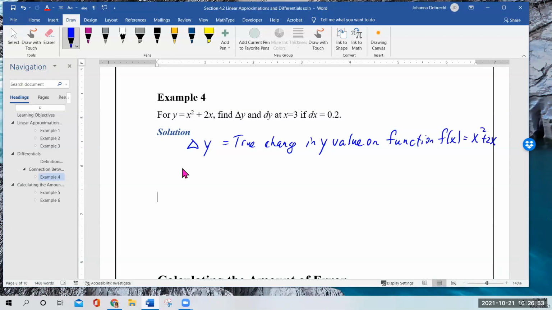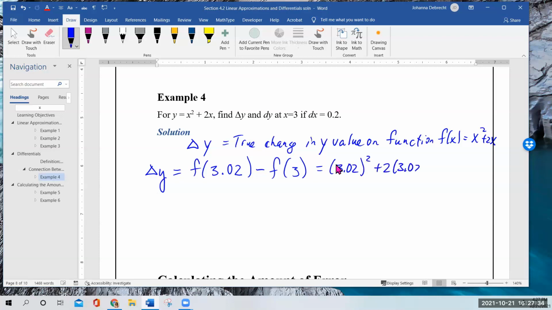In other words, if I'm changing x by 0.2, then I need to figure out what f of 3.02 minus f of 3 really is. This is the true change in the value of the function when x changes from 3 to 3.02. The delta x is dx, which is 0.2. This means I need to plug in 3.02 into my function, which would give me 3.02 quantity squared plus 2 times 3.02.